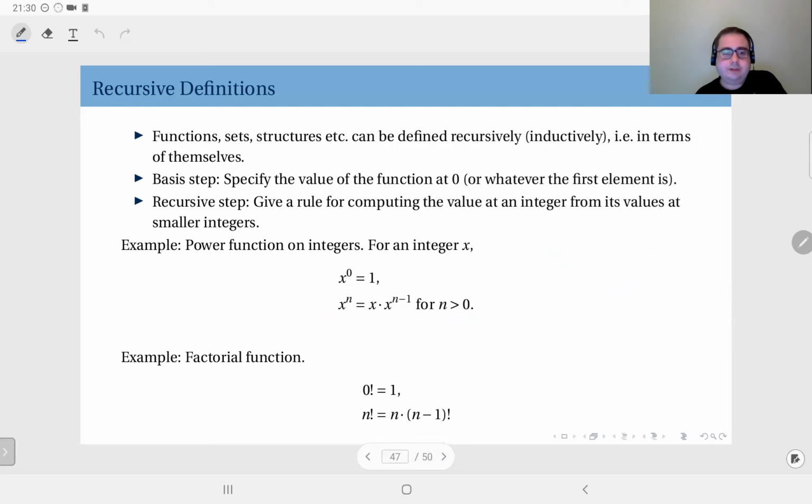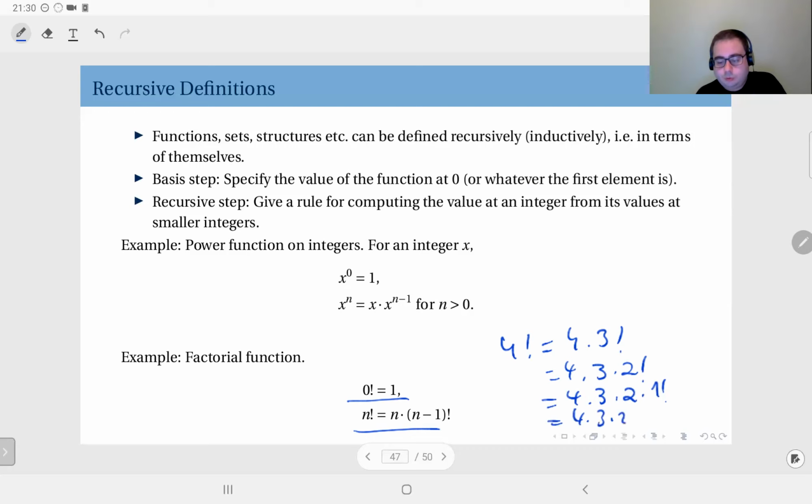Another very classical example is the factorial function. And you define this by specifying the base case at 0. 0 factorial is equal to 1. And n factorial is equal to n times n minus 1 factorial. Okay? Similarly, you can, for instance, write 4 factorial as 4 times 3 factorial, which in turn is equal to 4 times 3 times 2 factorial, which in turn is equal to 4 times 3 times 2 times 1 factorial, which is equal to 4 times 3 times 2 times 1 times 0 factorial, which is now known to be 1, and you are done. Okay?